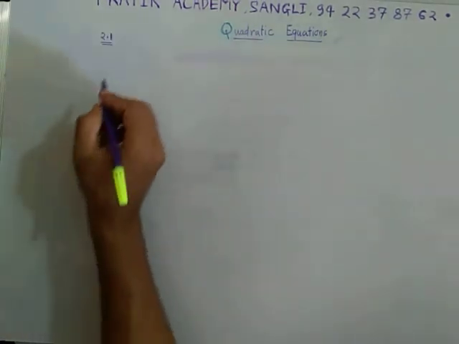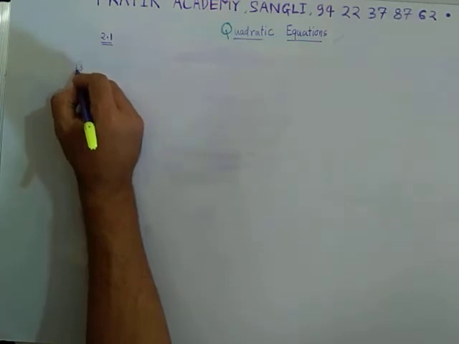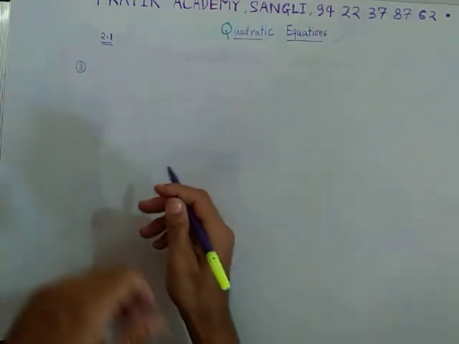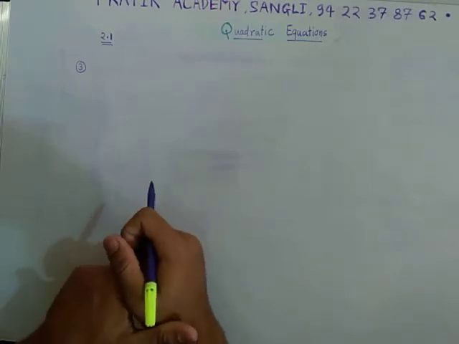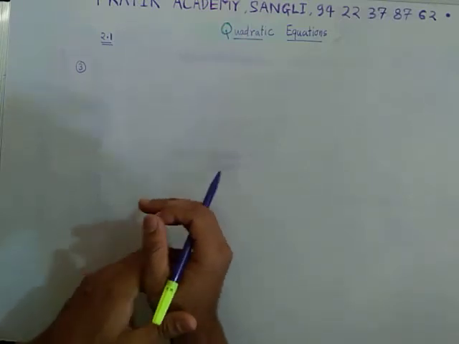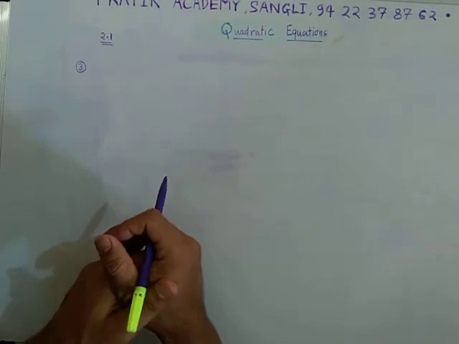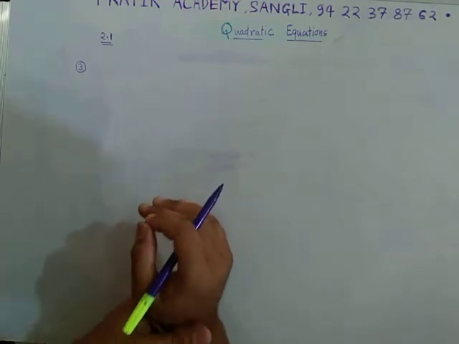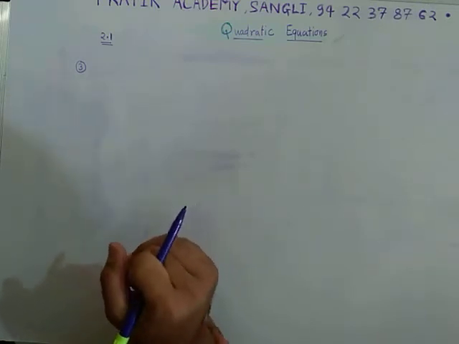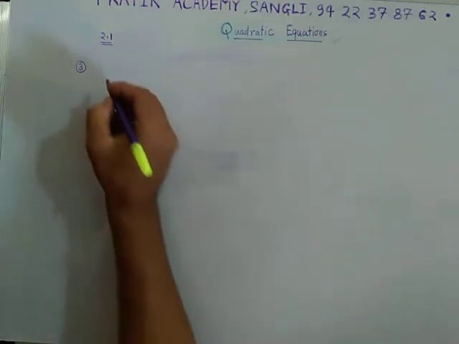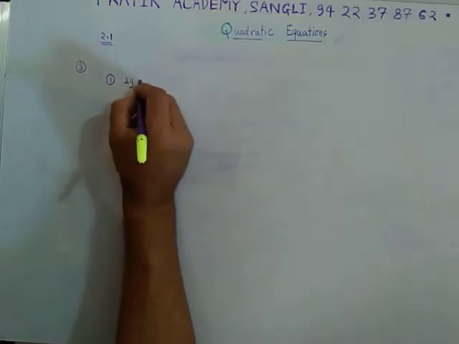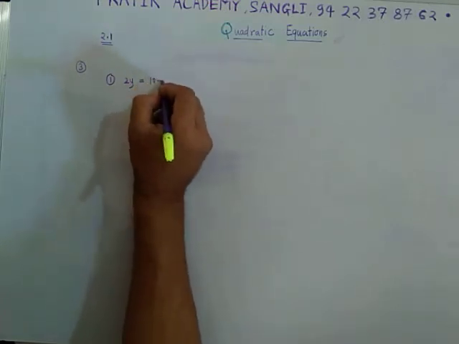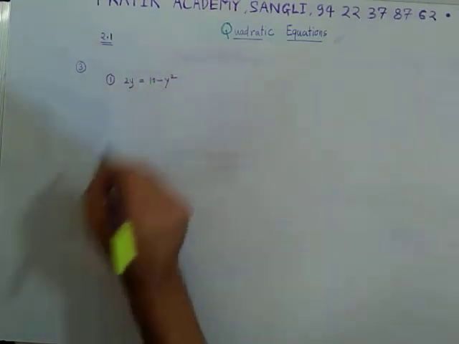next we will go for problem number 3. This is related to writing equations in the form ax square plus bx plus c is equal to 0, that is in standard form, and finding the values of a, b, c. So I will take the first equation: 2y is equal to 10 minus y square.